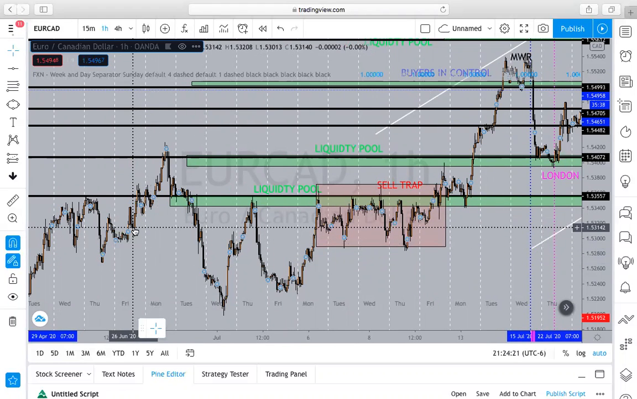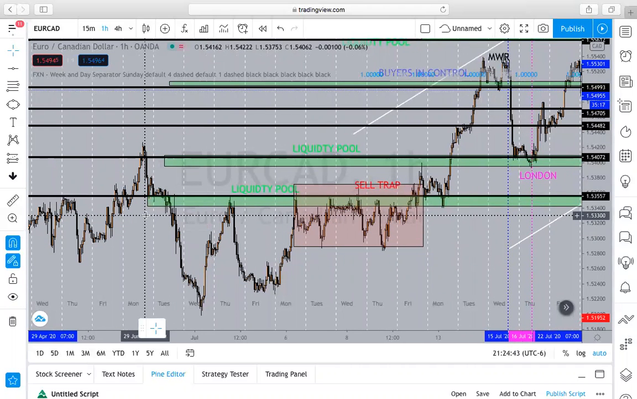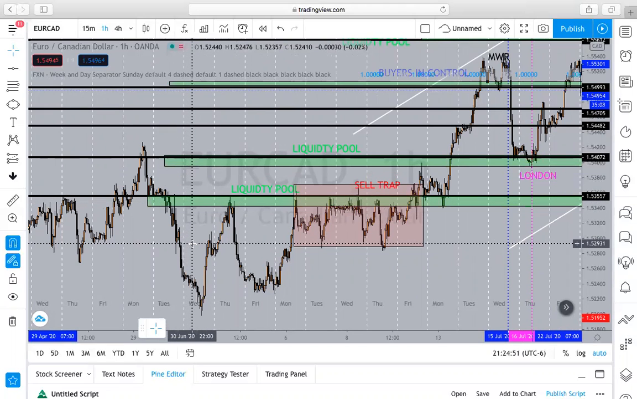The market maker will set traps to induce you to go in one direction while they go in the opposite direction to, of course, take your money. And they're doing this by setting traps. Like I said, they're setting these traps at the liquidity zones, support and resistance zones, whatever you want to call them.